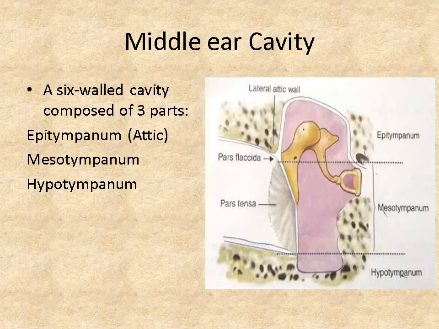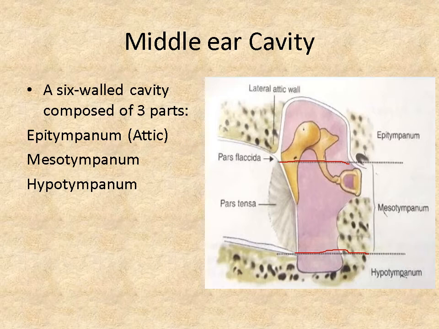If you take a look at the diagram, you will see 2 lines extending from the tympanic membrane. They divide the middle ear cavity into 3 compartments, these 2 lines here. The uppermost compartment, we call it the epitympanum or the attic. It lies above the tympanic membrane and it's continuous with the mastoid antrum posteriorly by the aditus ad antrum.